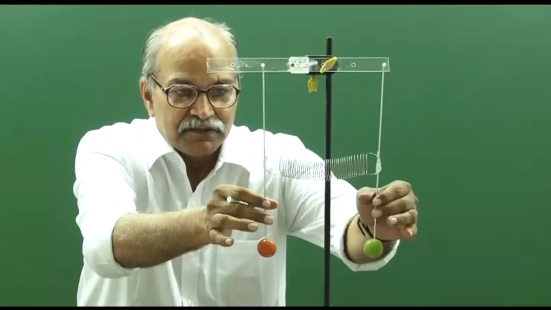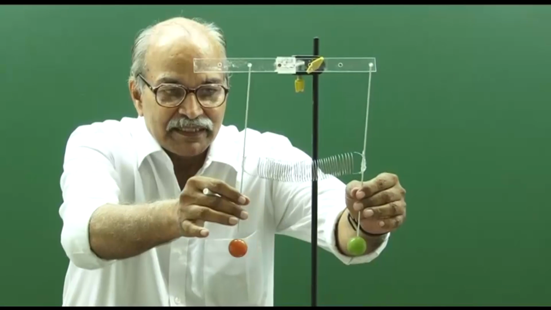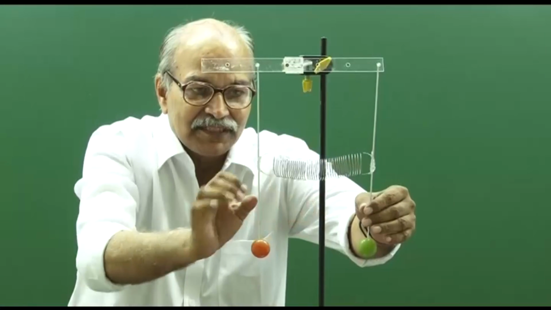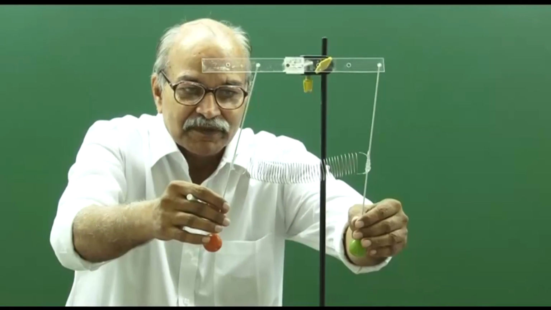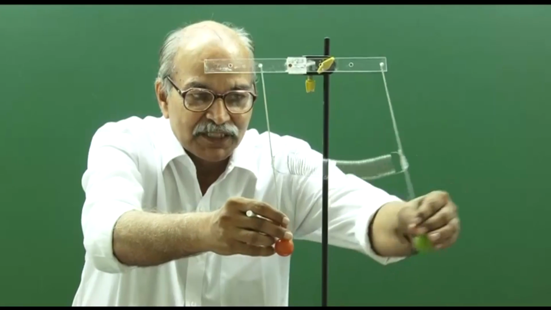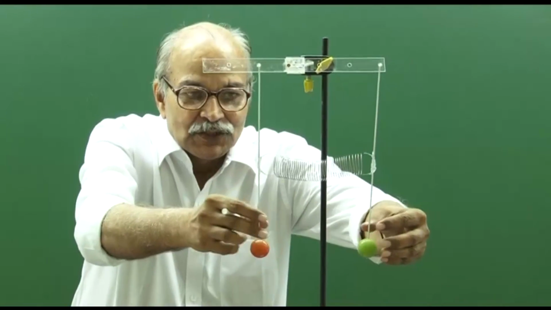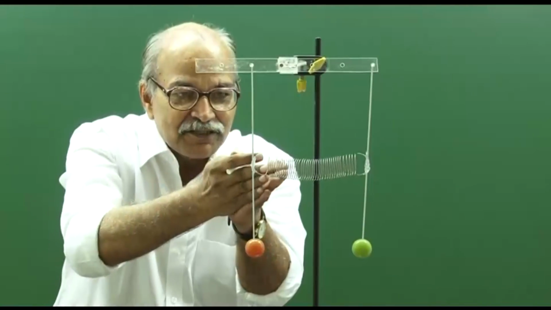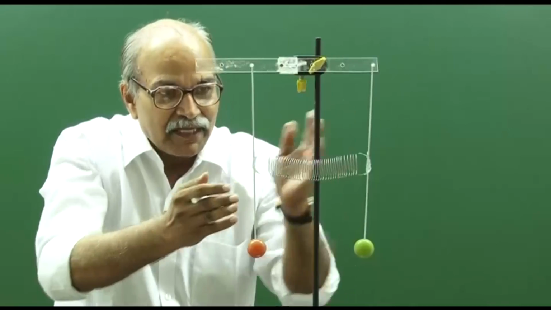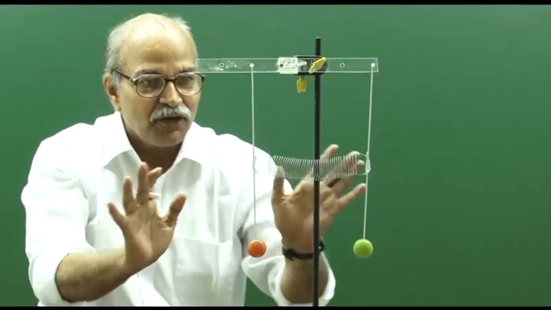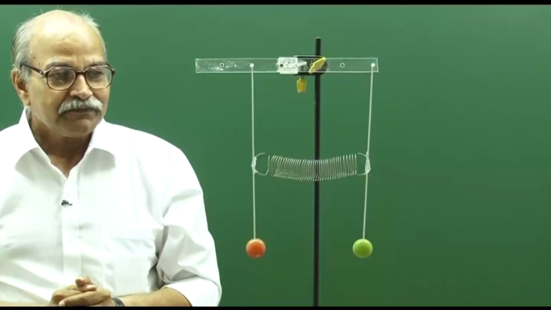So, if the length of the spring increases, the spring will exert force on this one as well as on this one. If this moves, the length changes, or it moves this way, the length changes. If this moves, length changes. So, motion of one ball will affect the length of the spring, and then that will affect the force on the second ball. So, that is how these balls will interact.